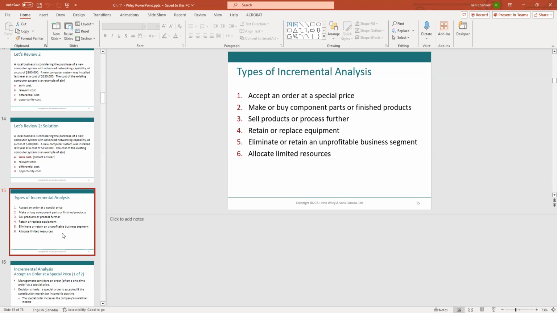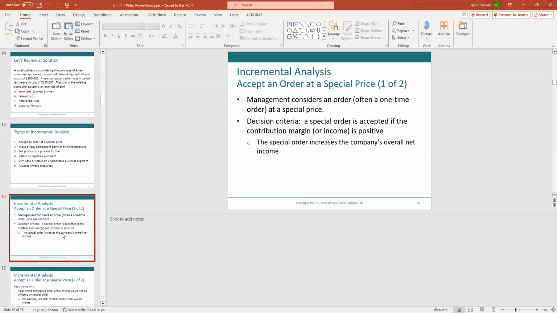Retain or replace equipment. Should I keep what I have or should I purchase a new one? Next one is to eliminate or keep an unprofitable business segment. And the last one is to allocate limited resources. Let's go now. Special order. What's interesting with the special order? A special order is a one-time offer.